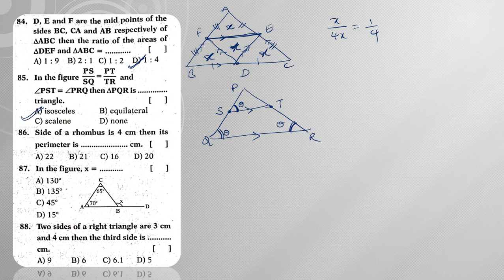Next, the side of a rhombus is 4 centimeters, then its perimeter is... So what is the perimeter of a rhombus?